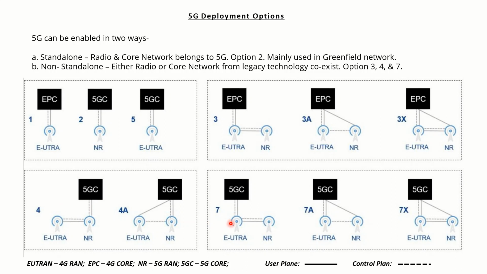Option 7 is another option where we have the 4G as a main anchor point, and these 4G cell sites are then talking to the core network. Now, this option is a little bit tricky and probably it will not be opted for in the majority of cases, but it is quite possible and we'll see how it is being deployed in certain networks. So let's look into all these options in more detail in the next slide.